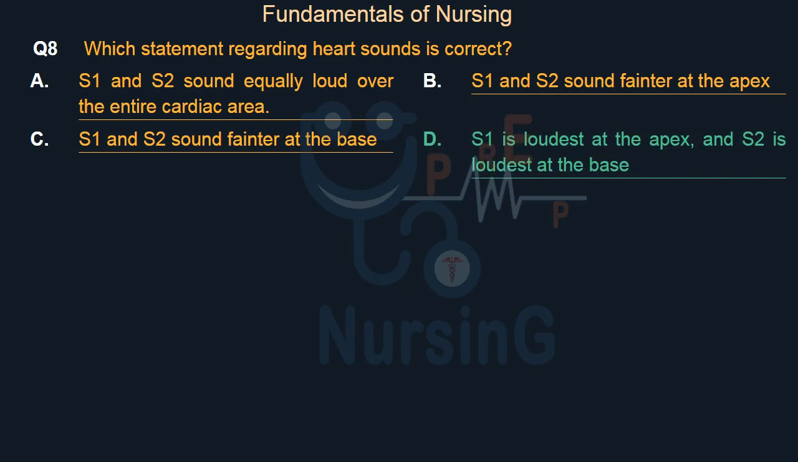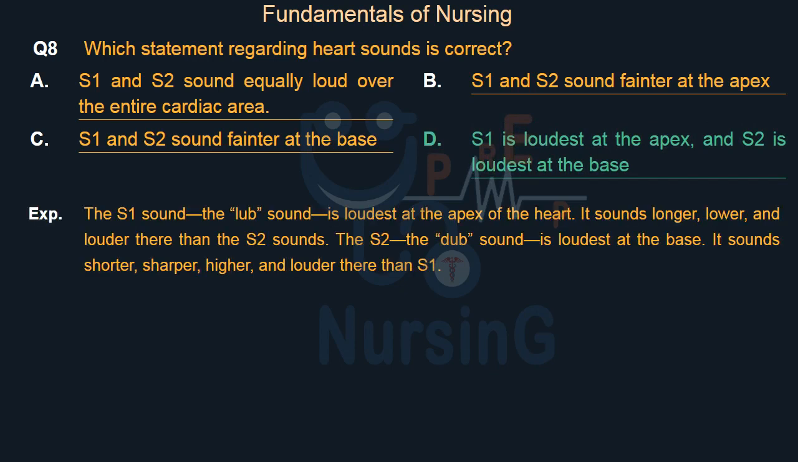S1 is loudest at the apex, and S2 is loudest at the base. The S1 sound, the lub sound, is loudest at the apex of the heart. It sounds longer, lower, and louder there than the S2 sound. The S2, the dub sound, is loudest at the base. It sounds shorter, sharper, higher, and louder there than S1.